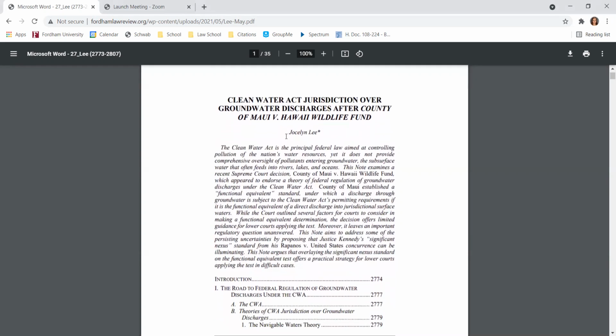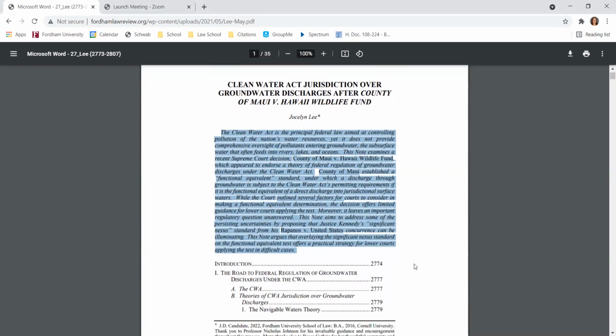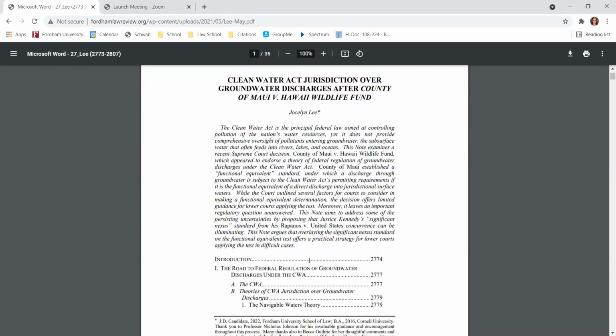This is a note from the Fordham Law Review, Clean Water Act jurisdiction over groundwater discharges after County of Maui versus Hawaii Wildlife Fund. And the abstract appears here in italics. So it's important to think about why someone would read an abstract in order to determine what information you should include in your abstract. Someone will most likely read an abstract for research purposes.